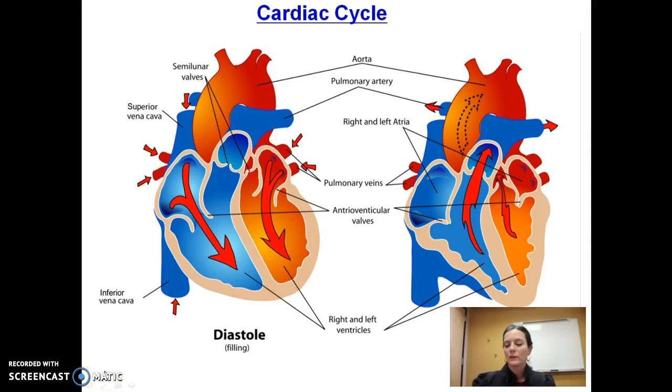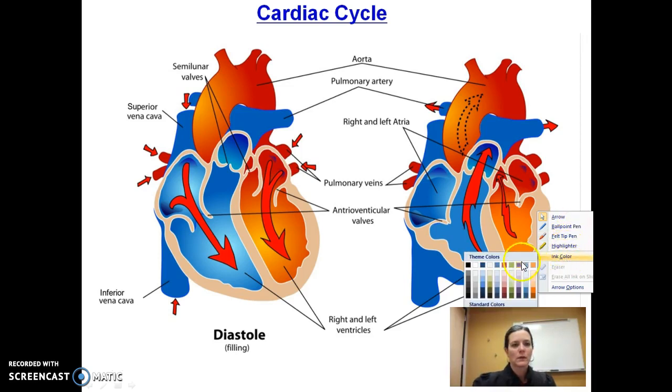Alrighty, now we're going to jump ahead from the section about blood and talk a little bit about some of the cardiac physiology that you covered in the cardiovascular system. This is a figure that demonstrates what is happening in the heart during contraction and during relaxation.